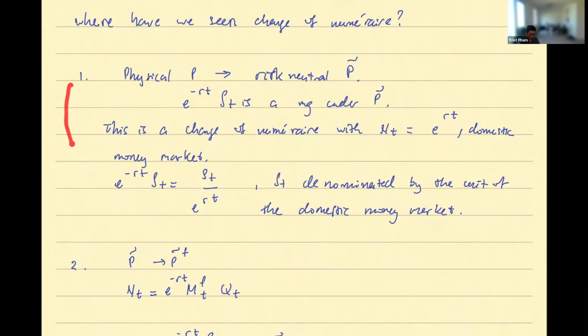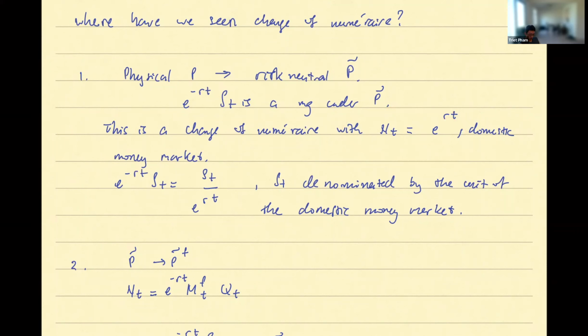Let me think about this. You're right, but I'm very sure that the change from physical to risk neutral is exactly like using the money market as the numerator. I think it really is about how you define the numerator, and I might have some inconsistency here, but the concept is there. Maybe I messed up here.